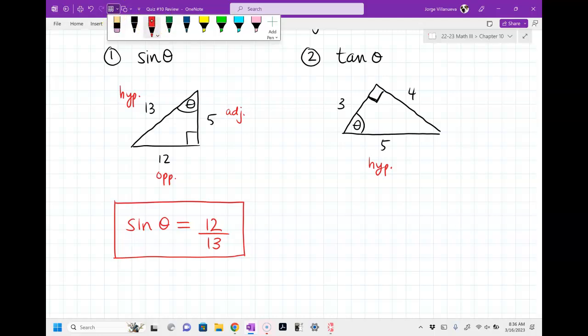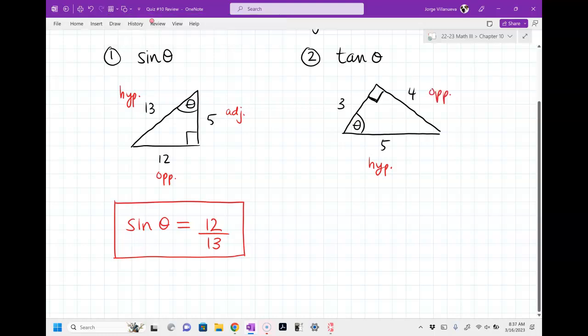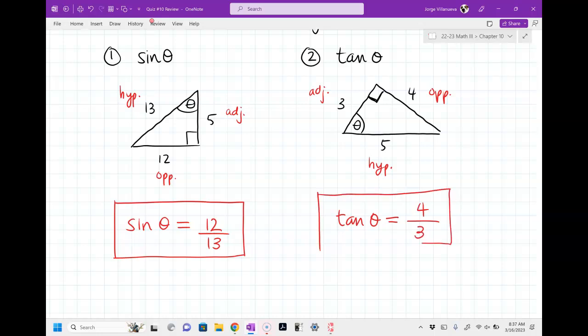So which one is the opposite side to my theta? The 4, right? So the opposite side would be here. This would be my adjacent side. So tangent is opposite over adjacent, right, by definition. So I'm just going to write tangent of theta is equal to my opposite side, which would be 4, over my adjacent side, which would be 3. And there you go. All right, so those are our trig ratios.